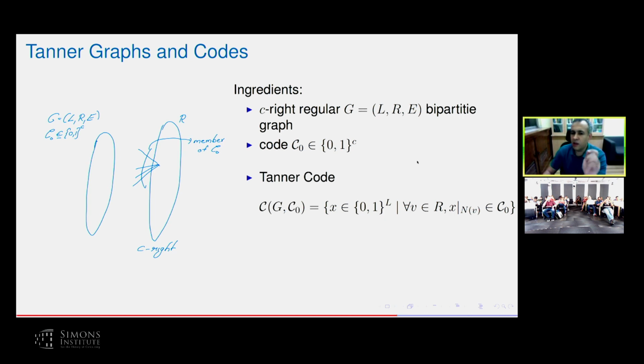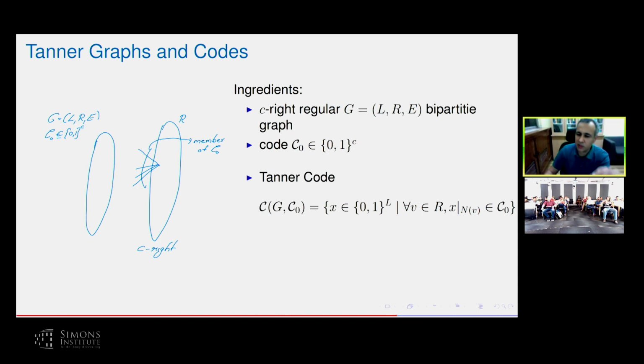G is LRE, and let's assume it is C regular from the right-hand side. We are given some code C0 whose block length is C. Then the corresponding Tanner code that arises out of G and C0 is the most natural extension of this, in which I'm going to put all elements X on the left-hand side, so that every single local view corresponding to the right-hand side is a member of C0.